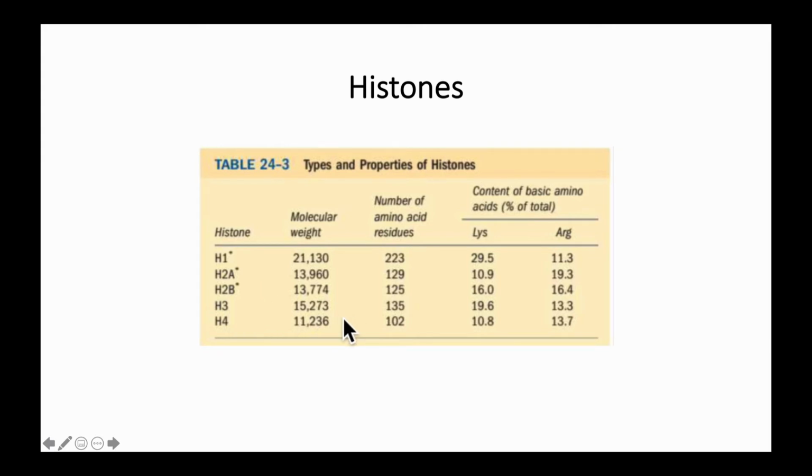H3 and H4 on the other hand, again, H3 is slightly larger than H4. It consists of 135 amino acids compared to 102. And H3 is also very rich in lysine compared to H4, where they both share nearly an equal amount of arginine.